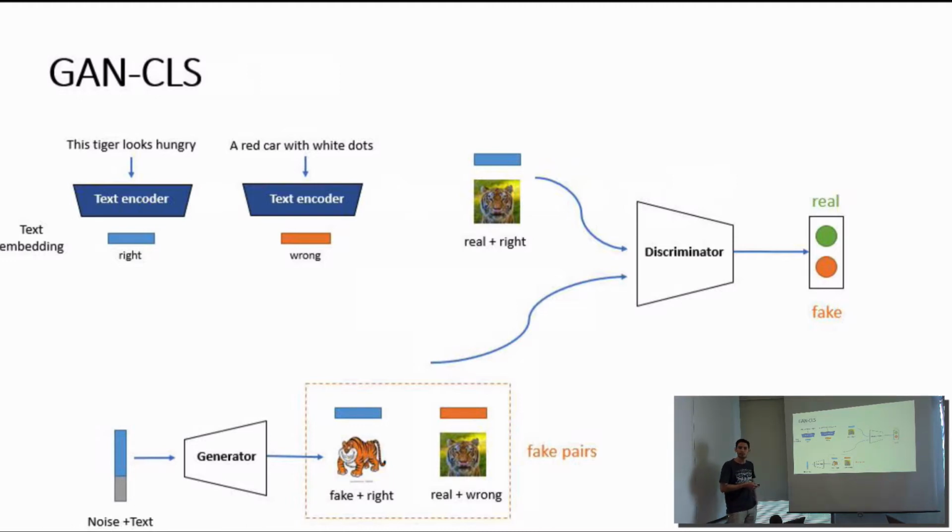Any more questions? How does the classification proceed? So you have three pairs now, and for each image you decide whether it's real or fake? It decides for the pairs. Each time we input a pair of text embedding plus image, and the discriminator has to predict whether this is a real pair or a fake pair.